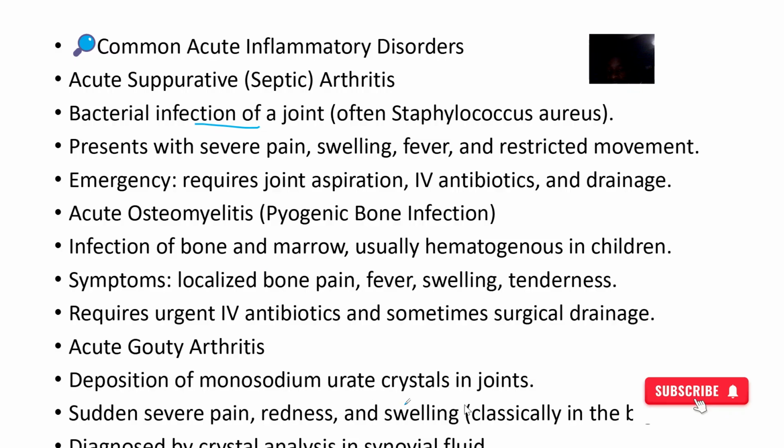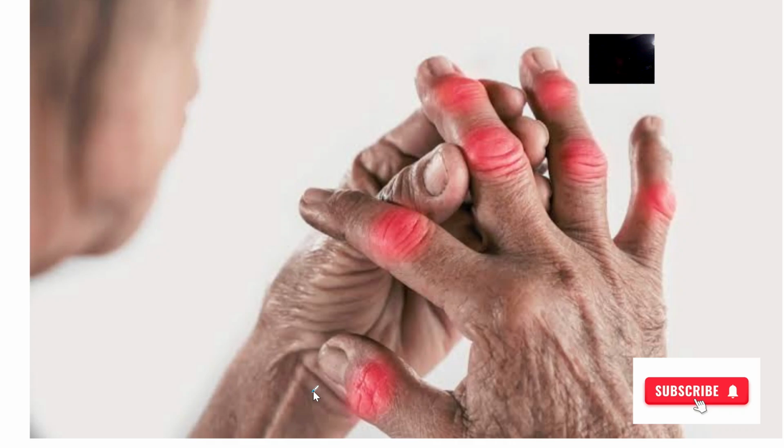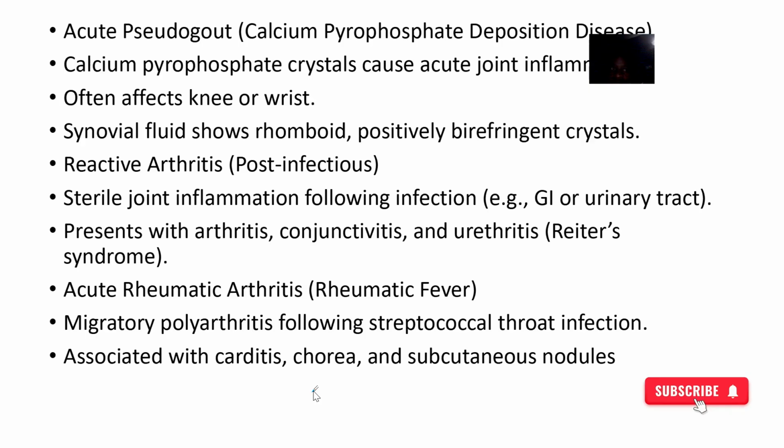The acute gouty arthritis, this one there's deposition of crystals in the joint, so it's making the joint very stiff. Okay. Monosodium urate crystals. Then acute pseudogout, that one there is deposition of what? Calcium pyrophosphate, okay, in the bone, also known as calcium pyrophosphate deposition disease.